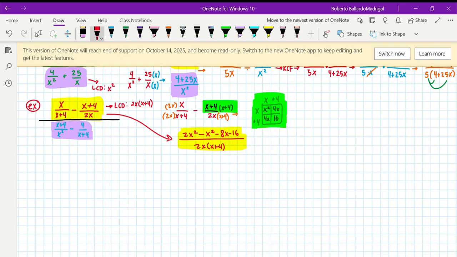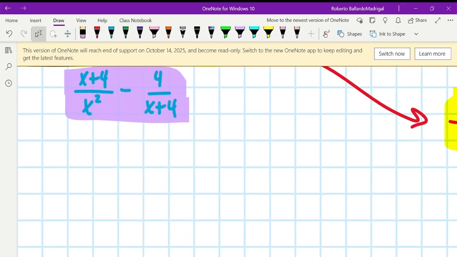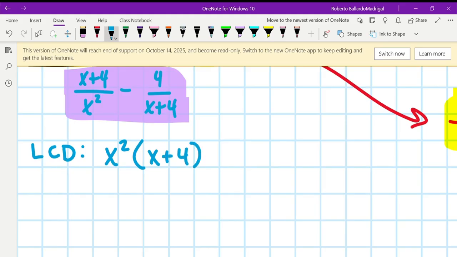All right, let's take a look. So x plus 4 over x squared minus 4 over x plus 4. LCD. What is the LCD between x squared and x plus 4? What was that? It's not just x squared. But good try. X squared and x plus 4. Okay, this is the LCD. X squared and x plus 4.